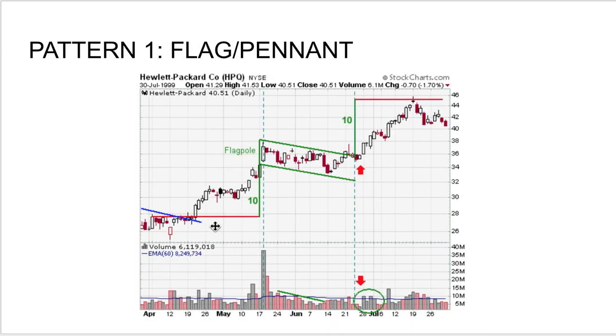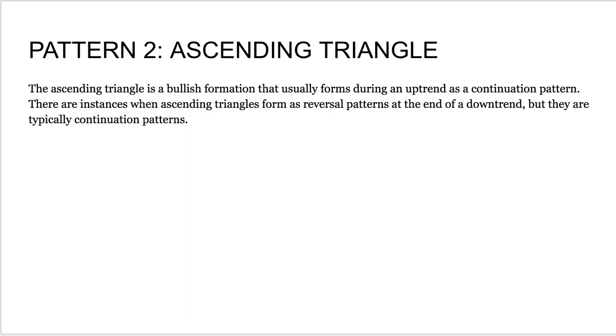The other one, once again, up move on heavy volume, right? This is the up move, 26 to 36 on heavy volume. Consolidation on lighter volume, and then you have a continuation on higher volume. That's pattern number one. Pattern two we look at is the ascending triangle.